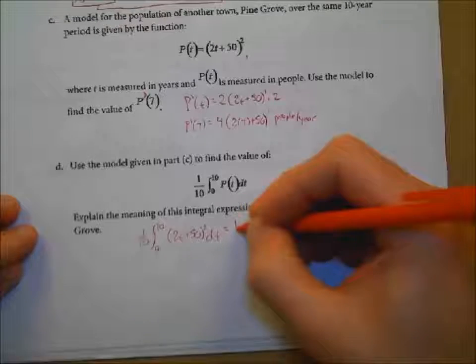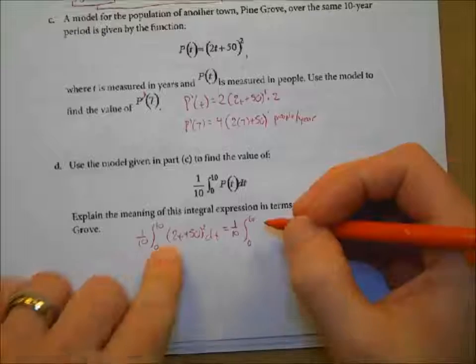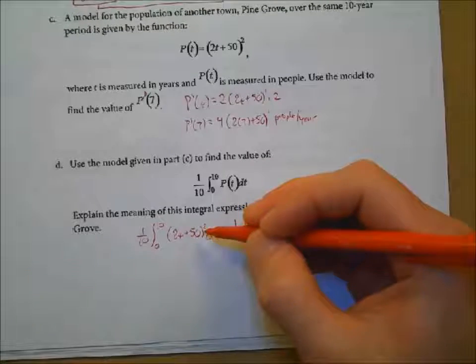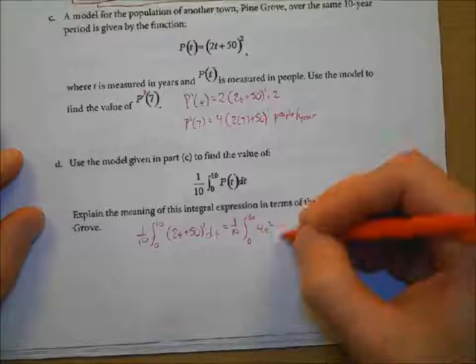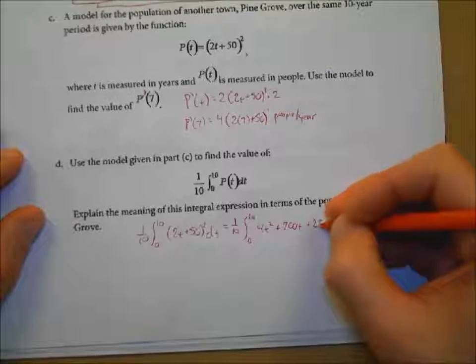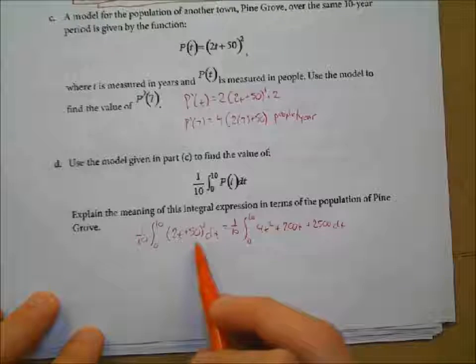Anyway, so we'll square this out. 2t plus 50 squared is 2t plus 50 times 2t plus 50, so we're going to get 4t squared plus 200t plus 2,500 dt. You do 2t plus 50 times 2t plus 50, and that's what you're going to get there.